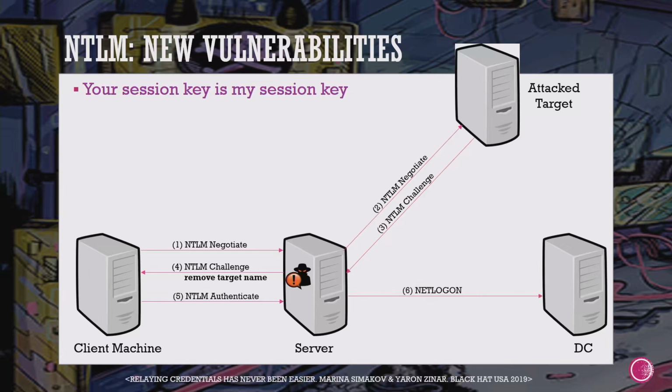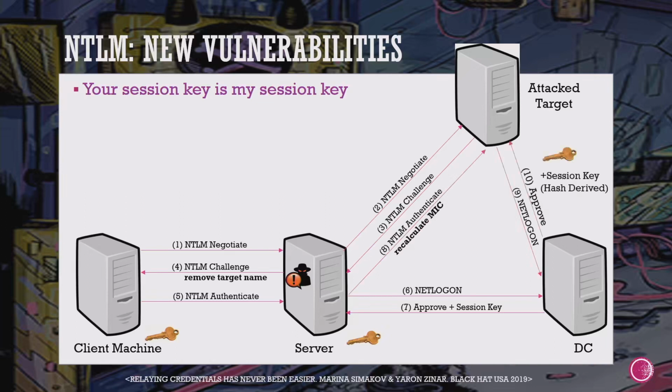The DC cannot verify that this is the correct origin, and we'll send back a session key. Now that we have a session key, we can recalculate the MIC and forward the new tampered NTLM authenticate message. The attack target would send a similar netlogon message, and we'll receive a session key. Now both sides have the same session key, an SMB session is established, and the attack can work.